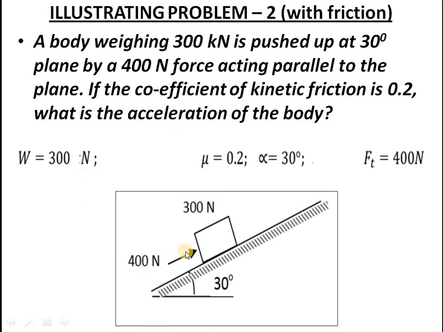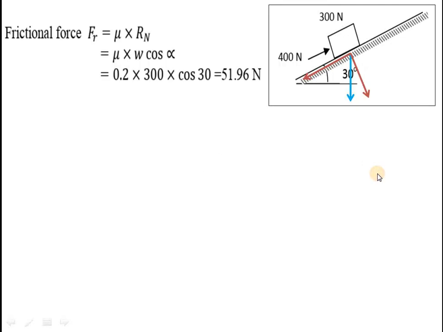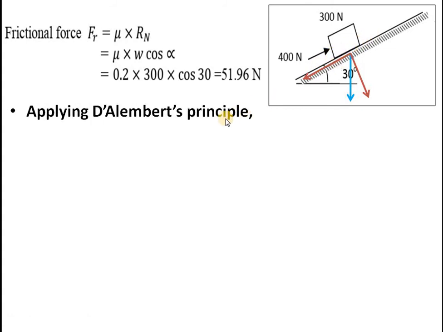It's a simple question. You are pushing a body of weight 300 Newton. The friction is given here, so we can find the constraint acting on it. The angle of inclination is given, and the applied external force is also given. Very typical D'Alembert's law can be applied. So we can find the frictional force, or the constraint force. This is opposite to the applied force: mu times W cos alpha, acting in the opposite way. This is a constraint force.